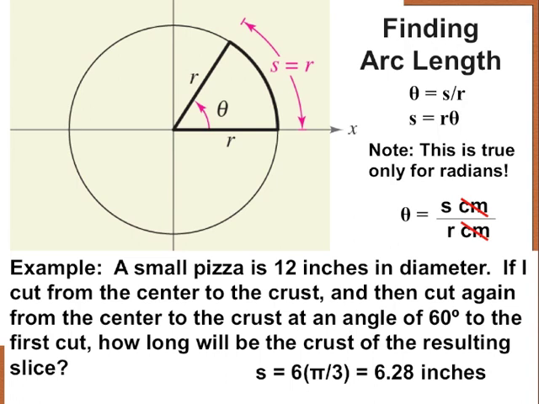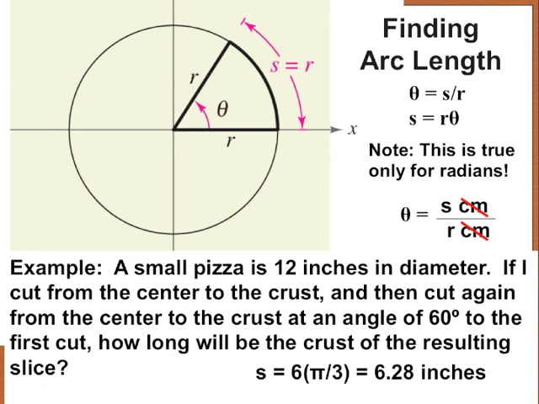So this is the answer. S, the arc length, that is the length of the crust, equals 6, because 6 is my r. If my diameter is 12, then half of that is 6, so 6 is my r. And pi over 3 is my angle, my theta, because the formula S equals r theta only works for radians, so I need to convert 60 degrees into radians, and that is pi over 3.